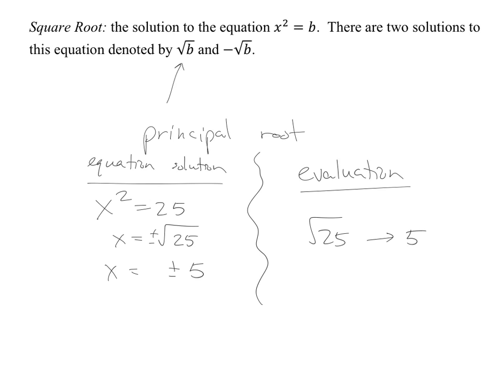If you're evaluating, and this is going to come up, that's why I'm doing this, based on checking, in these problems you're going to plug the number back in to check that your answer is right. And when you evaluate, if it simply says square root of 25, you put 5. You don't put plus or minus 5, because you have to evaluate and come up with a single number. Okay, it's the principal square root when you evaluate the square root of a number.